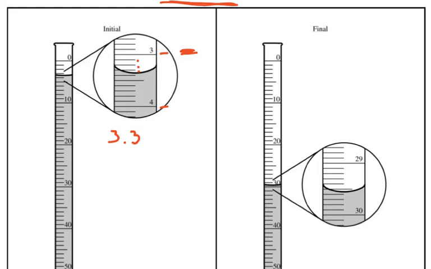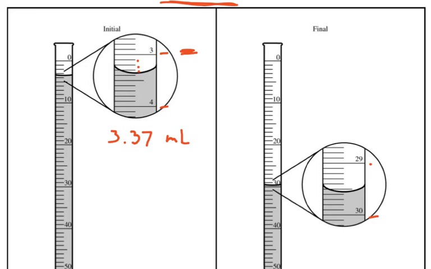I'm going to say it's 3.37. These are milliliters. So because there are lines for the 10th place, I have to read that to the 100th place. Now, in the same way, on the final numbers, I can see it's between 29 and 30.